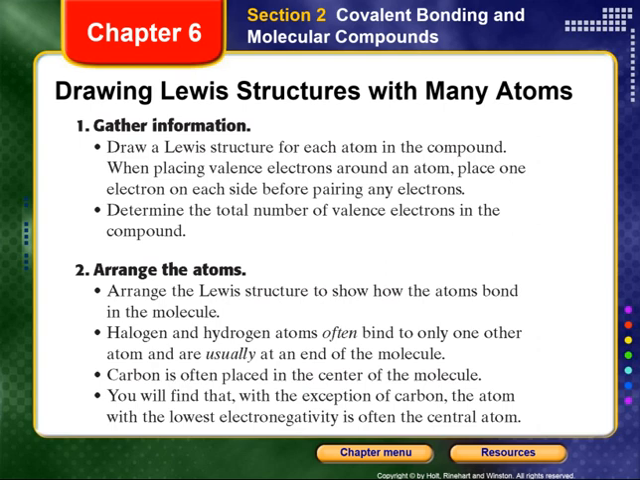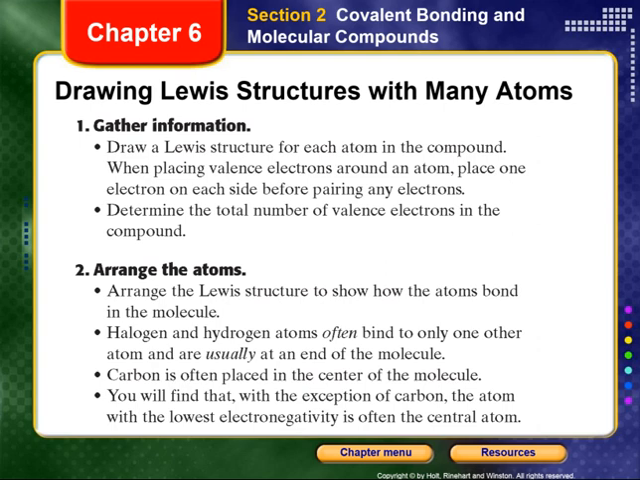Step 1, gather information. And so what that's going to look like is draw the Lewis structure for each atom in the compound individually, the electron dot notation of that element by itself. And when placing the valence electrons around an atom, place 1 electron on each side before pairing any electrons. Remember, we want to satisfy Hund's rule and the Pauli exclusion principle, and we do that by simply spreading out the electrons before we pair them up. Then determine the total number of valence electrons in that compound. And that last part, determining the total number of valence electrons in the compound, is going to be absolutely critical for you being able to double check your work at the end of the problem.